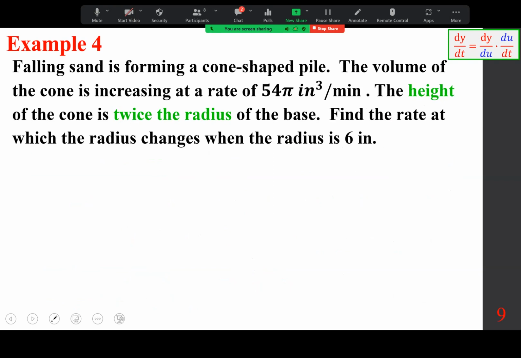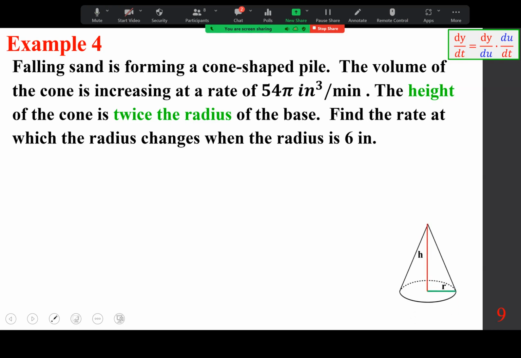I'll read it. Falling sand is forming a cone-shaped pile. The volume of the cone is increasing at a rate of 54 pi inches cubed per minute. The height of the cone is twice the radius of the base. Find the rate at which the radius changes when the radius is 6 inches. Perfect. So again, let's look at the general concept.